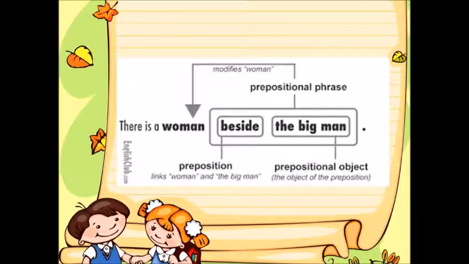So, there is a woman beside the big man. It modifies the woman. The prepositional phrase is beside the big man. Beside links the woman and the big man. Links means connects. So in the prepositional phrase, the object is the object of the preposition.